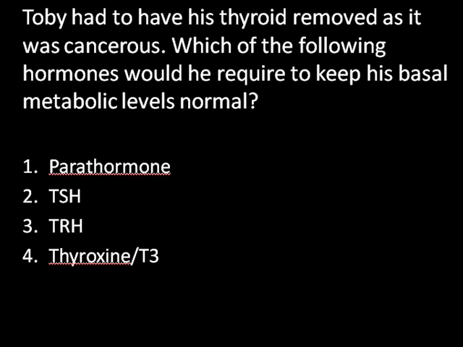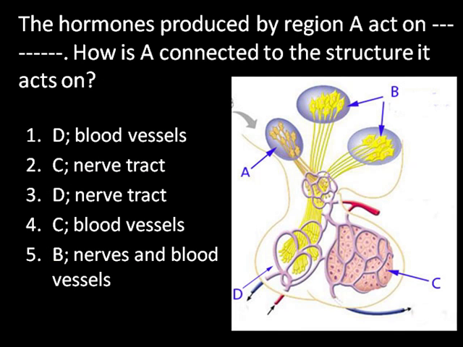This is a kind of question you will get in the test, where based on the activities you do from your PhysioEx, the same activity is related to what could happen in real life. So you have to apply that knowledge. Now let's look at the first question, which asks: first, the hormones produced by region A act on what, and then how is A connected to the structure it acts on?